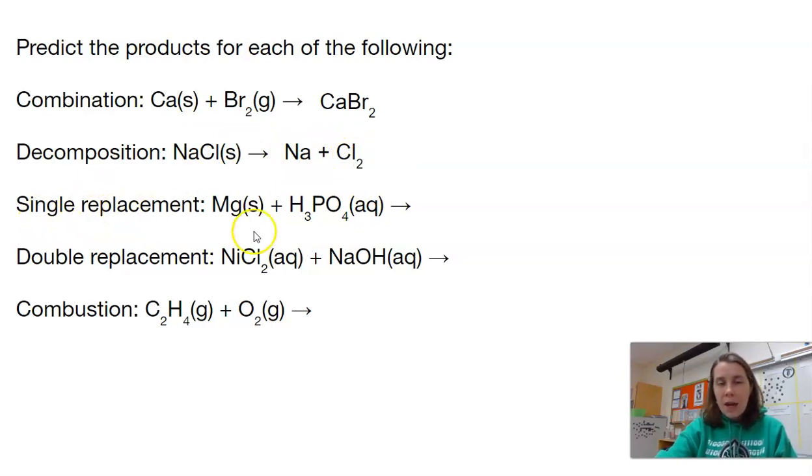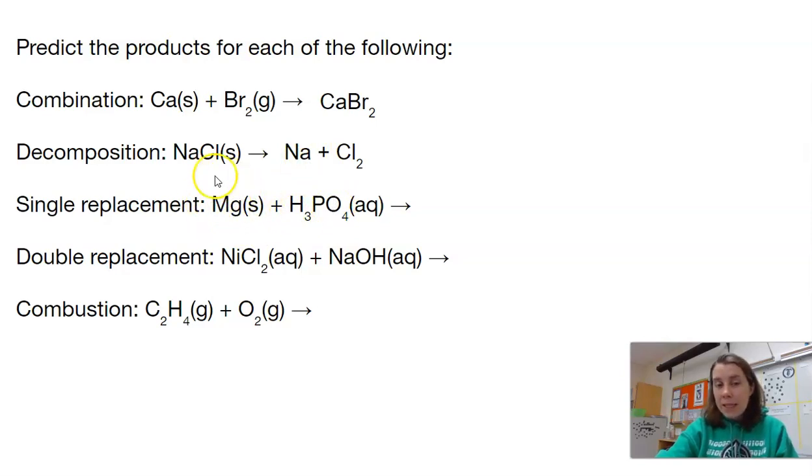All right, the next one is a single replacement. So we have a single metal here, all right, and then we have hydrogen, which is an H+ ion, and PO4, which is a polyatomic ion. So remember, I will give you the table of polyatomic ions in this unit, but if you can't recognize that this is a polyatomic ion, it's going to be hard for you to know which things need to swap. All right? So when this replacement happens, the magnesium could replace the hydrogen, or it could replace the phosphate.